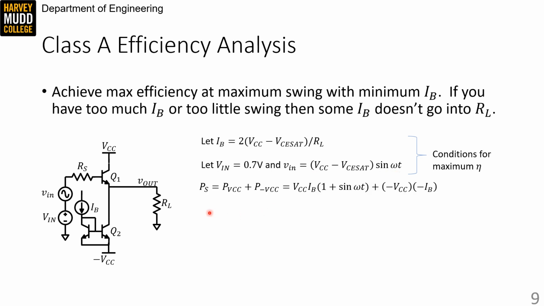Okay, so the power pulled from the supply is equal to the power that comes out of VCC plus the power that goes into negative VCC. The power into negative VCC is pretty easy. We always have IB flowing into Q2, so it's minus VCC times minus IB, because the bias current is flowing into it, not out of it. The power flowing out of VCC here is a little trickier. Our voltage is always VCC, so that's easy, but the current flowing out of it is equal to the collector current of Q1.